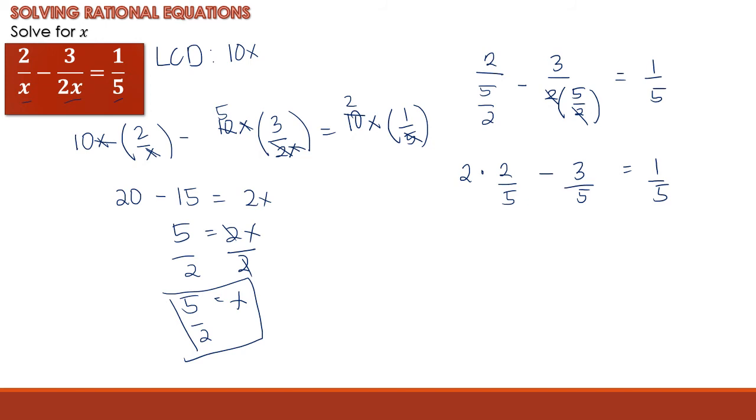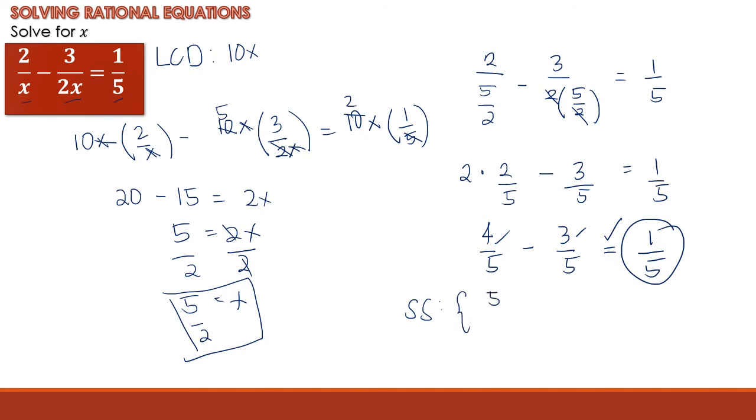2 times 2 is 4, divided by 5 is 4 over 5, minus 3/5. 4 minus 3, 1. And then copy the denominator. So, we have 1/5. Tama ang ating solution. Solution set, pwede nating isulat na ganito: 5 over 2.